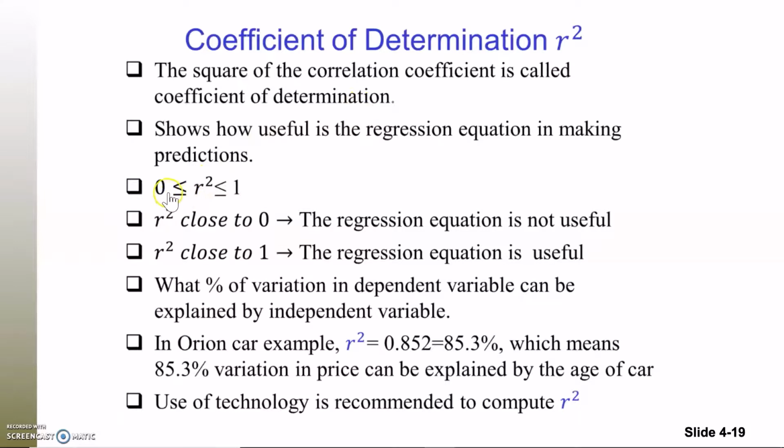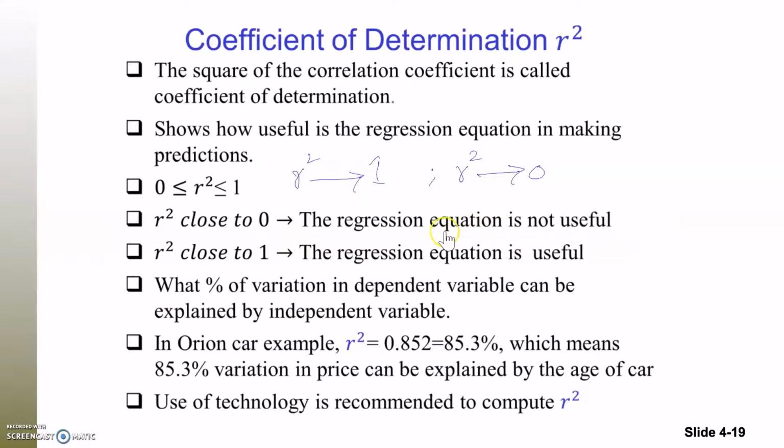Now remember, this value of r square always lies between 0 and 1, right? And if the value of r square, the coefficient of determination, is close to 1, it means the regression equation is very useful in making a prediction. And what happens if the value of r square is close to 0? It means the regression equation is not useful in doing the prediction.